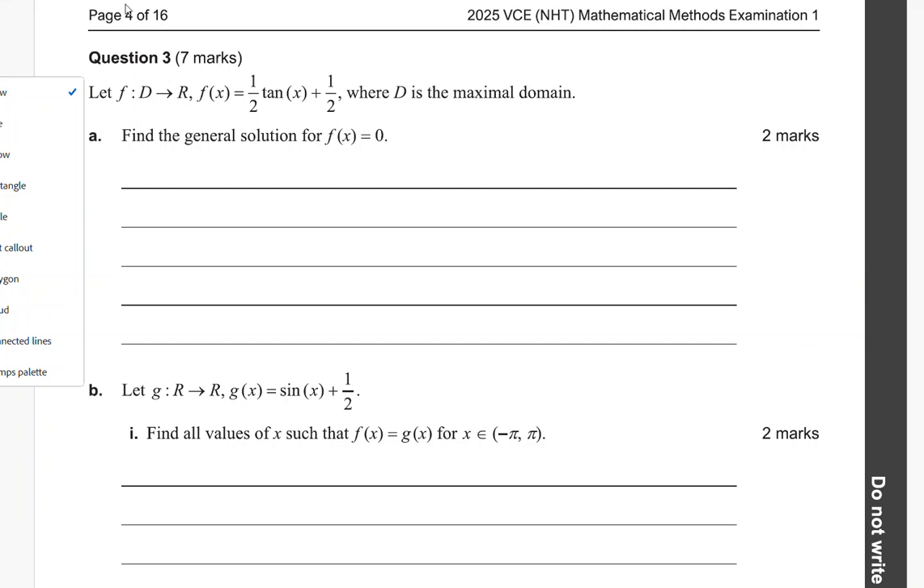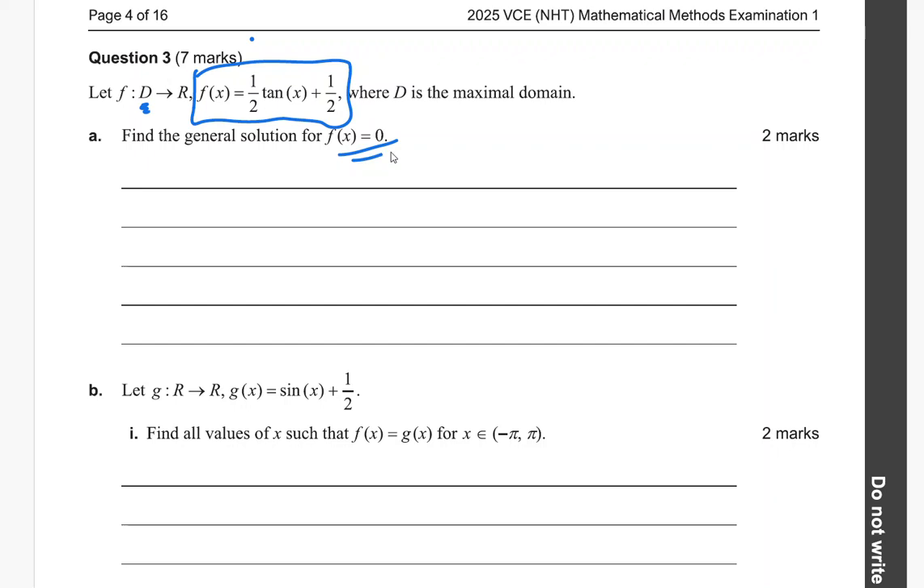Question number 3. So I've got f, which has a particular domain, and it's this rule. Find the general solutions for when it equals 0. So I want general solutions, so I have to include a k or an n. So a half tan of x plus a half equals 0. A half tan of x equals negative a half. Tan of x equals negative 1, dividing both sides by a half.